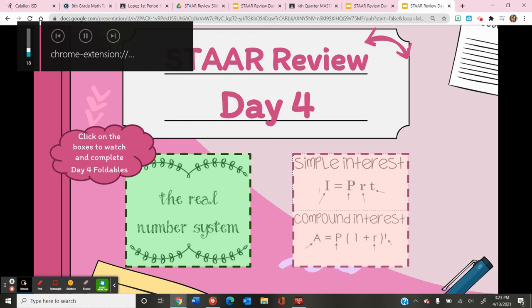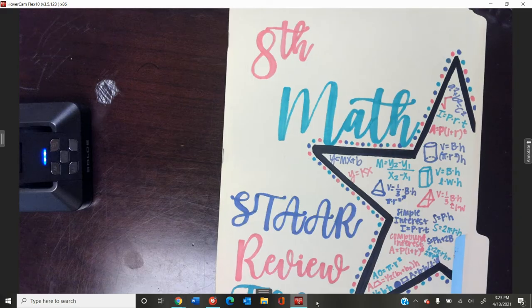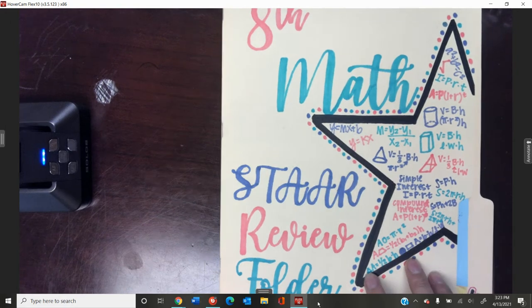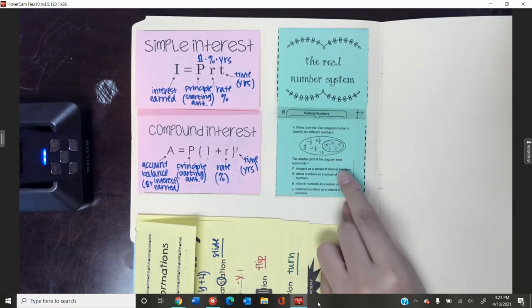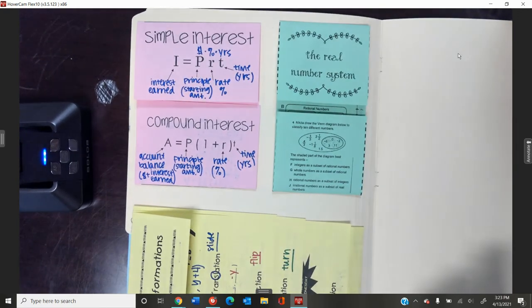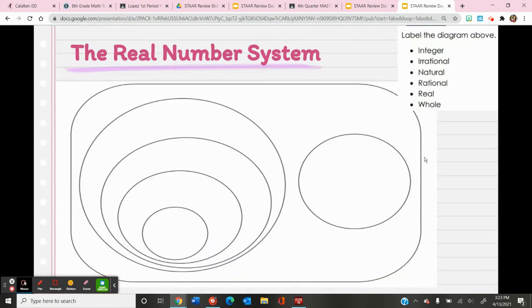So today is day 4 of your STAAR review, and today you're going to have 2 separate videos, and this video is going to be talking about the real number system. So going to your foldable, or to your folder, you should have already pasted your real number system foldable right here. So I'm going to go back to the review, and again we're talking about the real number system first. So this will be the first part we're going to talk about.